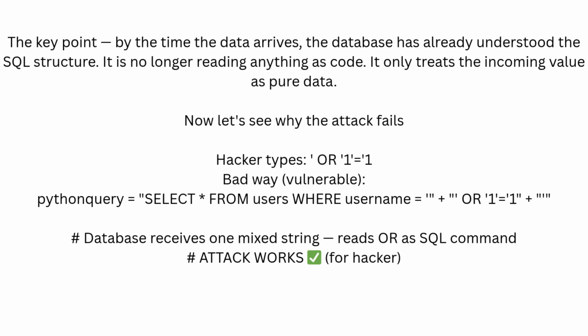Now let's see why the attack fails. The hacker types ' or 1=1. Bad way, vulnerable: Python query = "SELECT * FROM users WHERE username = '" + username + "'". The database receives one mixed string and reads OR as an SQL command. The attack works for the hacker.